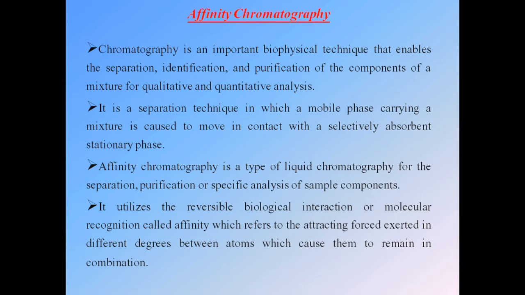The ligands used in affinity chromatography are obtained from both organic and inorganic sources. Examples of biological sources are serum, proteins, lectins, and antibodies. Inorganic sources are boronic acids, metal chelates, and triazine dyes.